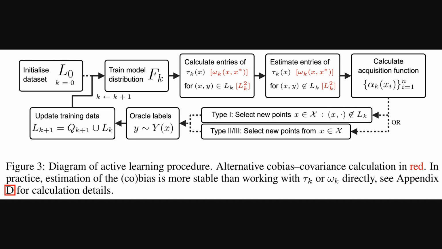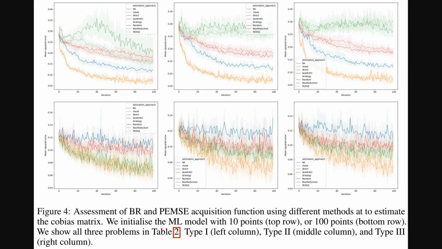Okay, the previous figure showed learning curves across noise types. Figure 3 lays out the end-to-end active learning loop, which starts by initializing a dataset and training a model distribution, then computes point-wise error metrics, or the Cobias and covariance terms in red. The pipeline then estimates those quantities for unlabeled inputs and forms an acquisition score, so selection targets reducible error. The bottom branch gathers oracle labels and updates the training set before repeating, which supports either single point or batch selection.